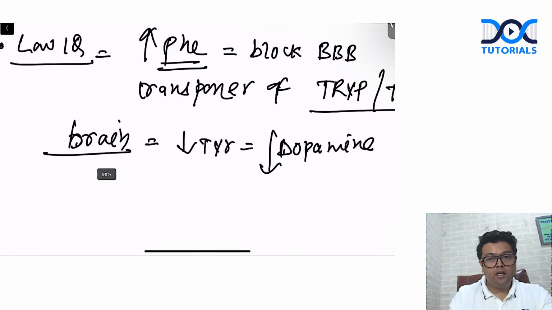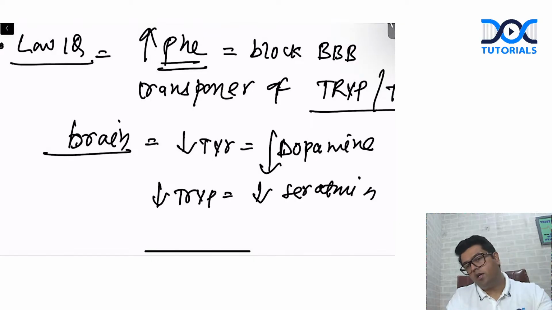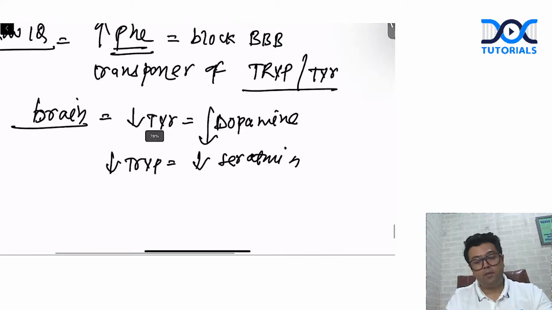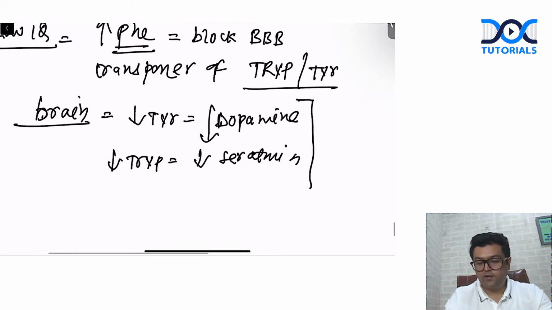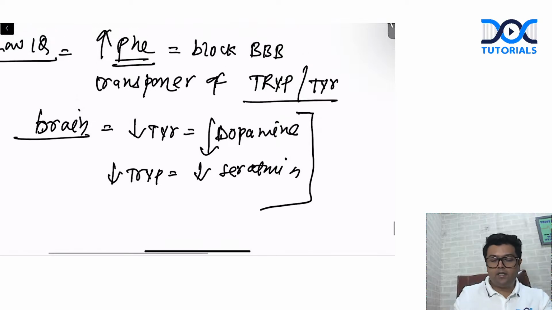Then again, if there is a decrease in tryptophan, then there is a decrease in serotonin, right? So if serotonin levels decrease, what will happen again? Two neurotransmitters decrease. So guys, if the two neurotransmitters are decreased, obviously there will be low IQ. So if you explain like this and understand like this, you will get good marks, right? So that is in the brain.